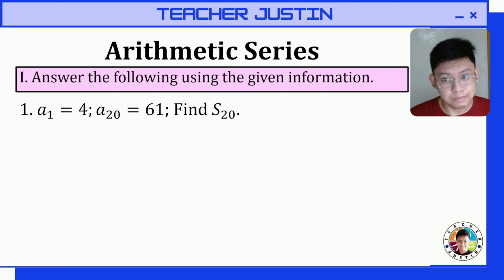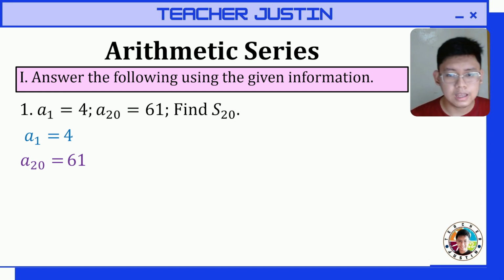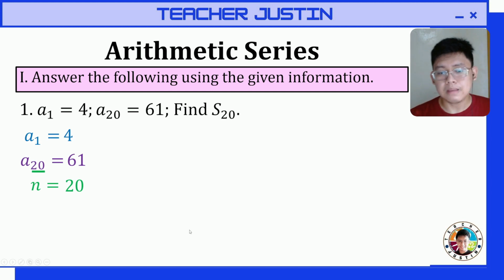So, paano natin siya kukunin? So, first step natin is, let's identify our given. So, yung first term natin is 4, a sub 20 is 61, and we're given the number of terms. So, number of terms natin makikita dito sa S sub 20 or dito sa ating last term, which is 20. So, we're going to add 20 terms.